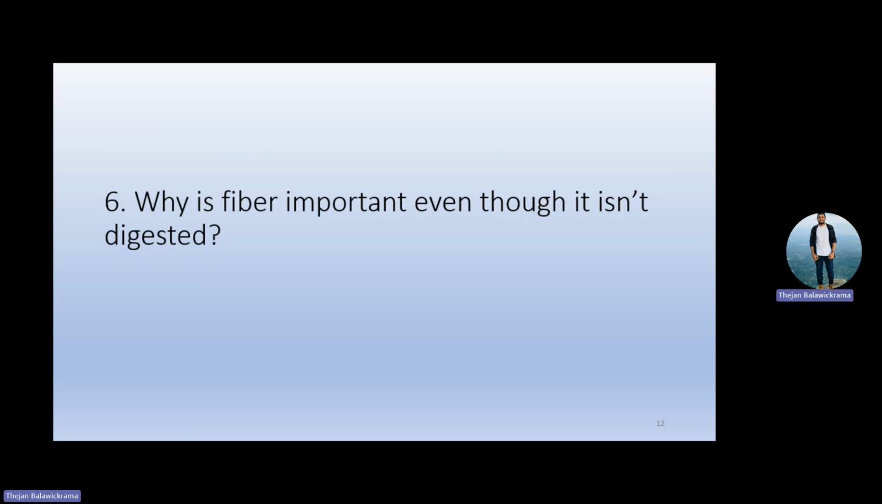We know that fiber is something which is not digested, but fiber is important. Not digested means it is not giving us energy, but still it is important. So why is that? What do you think?